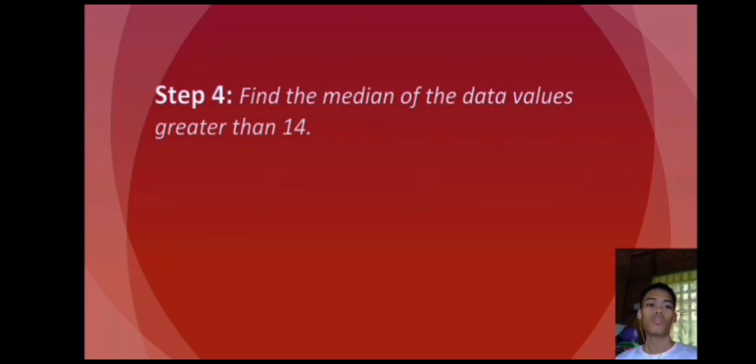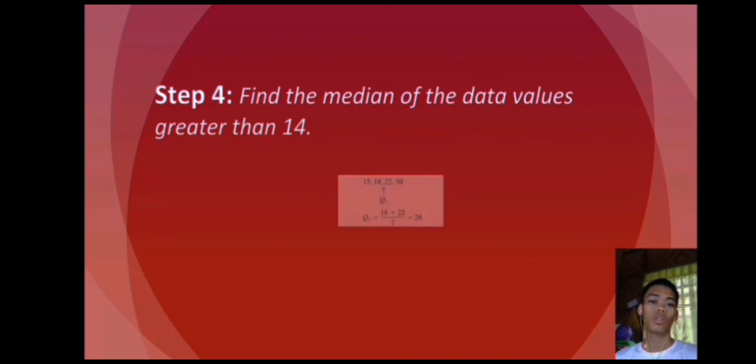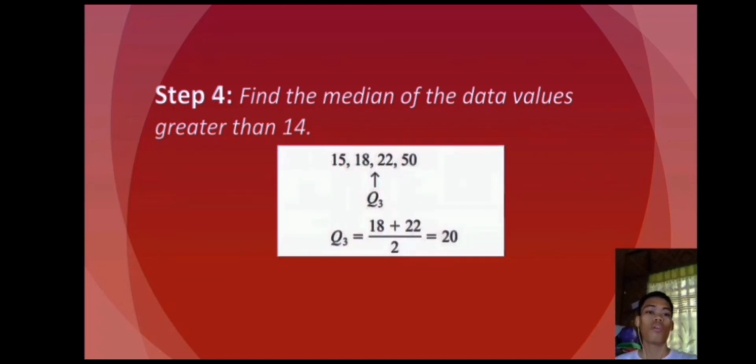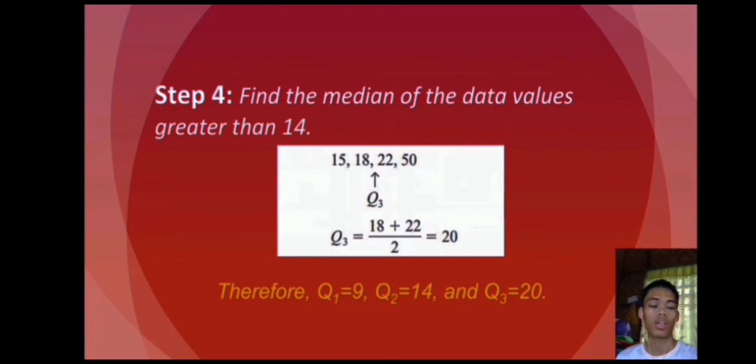Step 4 is to find the median of the data values greater than 14. So what are the values that are greater than 14? 15, 18, 22, and 50. So same thing gihapon, atong i-add ang two values and divide it by 2 to find the third quartile, which is 20. Therefore, our first quartile is 9, second quartile is equal to 14, and third quartile is equal to 20.